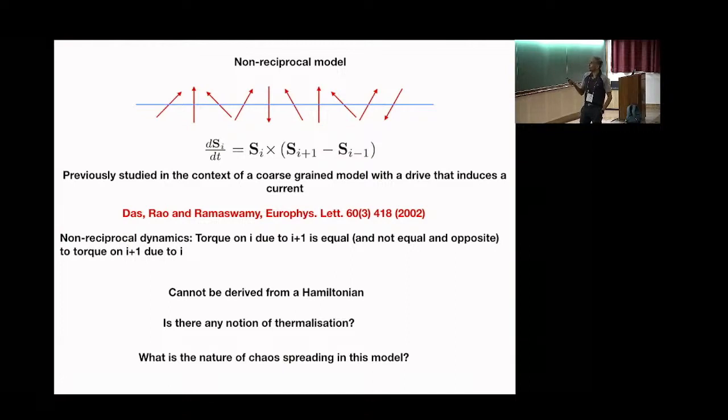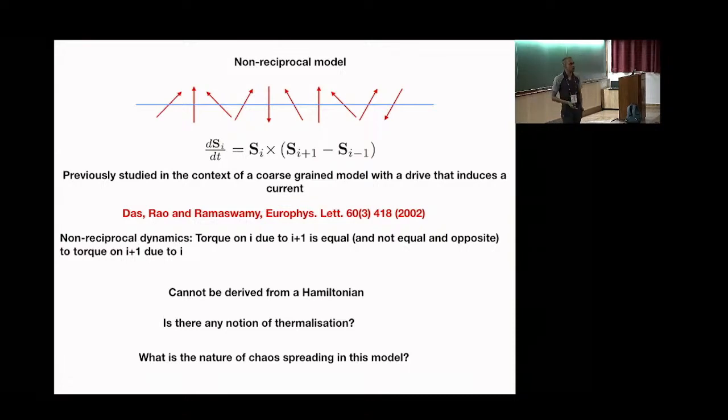And so the consequence of having this is the torque on spin i due to i plus 1 is actually equal to the torque on i plus 1 due to i, as opposed to being equal and opposite, which is what would happen for the Heisenberg model. The important thing is that you cannot derive dynamics like this, non-reciprocal dynamics like this, from a Hamiltonian, as opposed to Heisenberg dynamics.